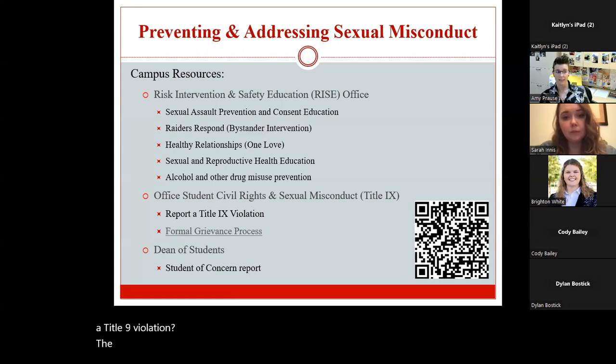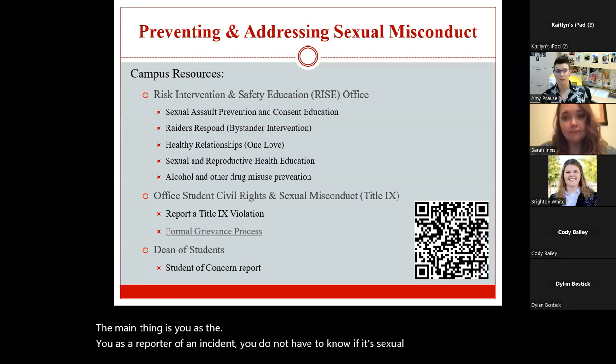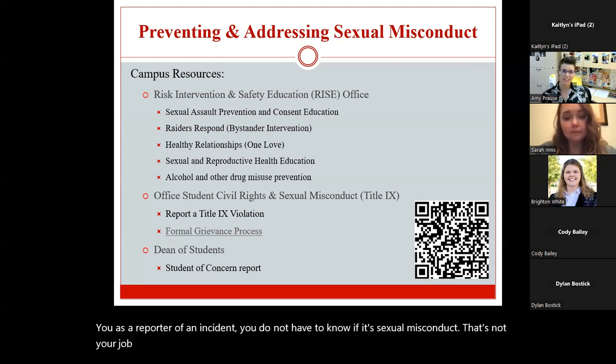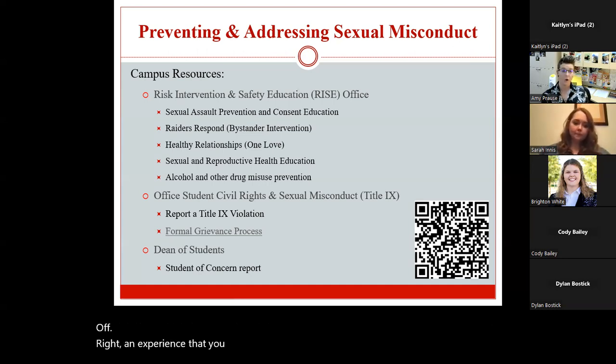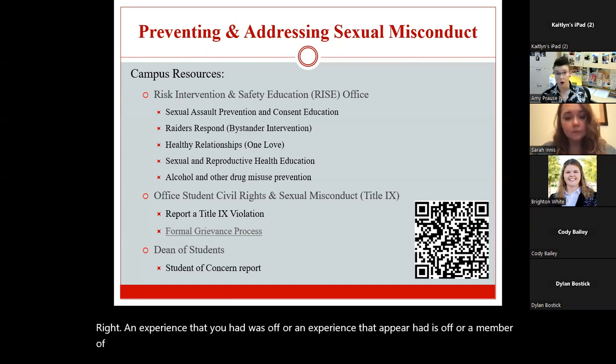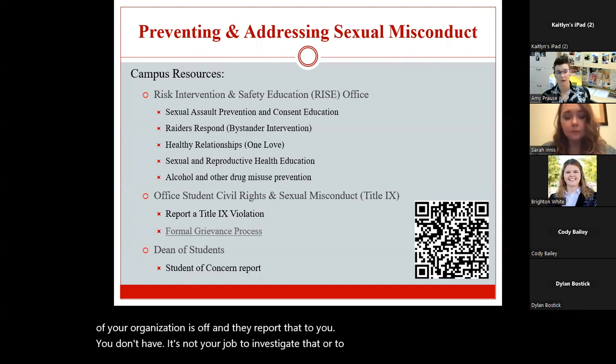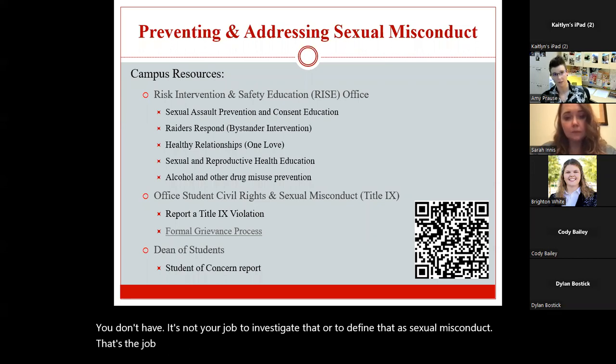The main thing is that you as the reporter of an incident, you do not have to know if it's sexual misconduct. That's not your job. If you think that something is just off, an experience that you had was off, or an experience that a peer had is off, or a member of your organization is off, and they report that to you, it's not your job to investigate that or to define that as sexual misconduct. That's the job of the Title IX office.